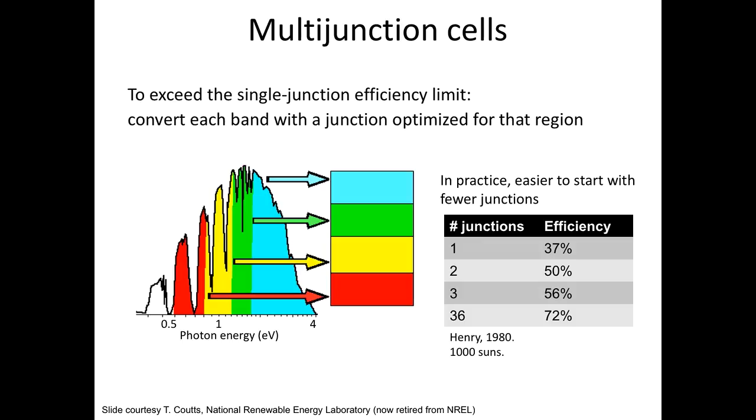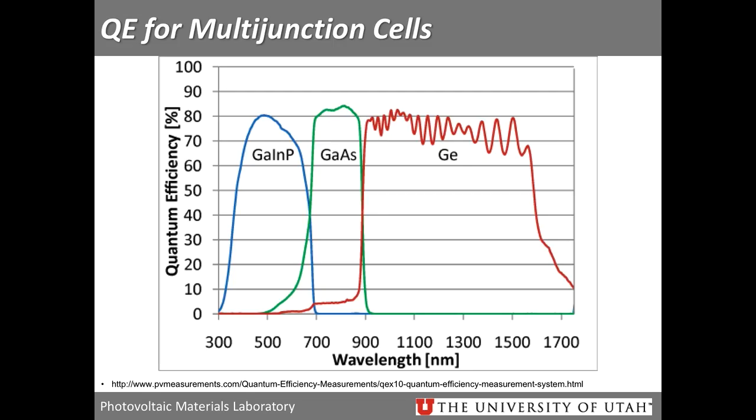So the maximum efficiency, if you have 36 junctions, which would be incredibly complex to engineer, you can get up to 70% efficiency. And so if we look at a calculated QE curve for a multi-junction cell, you can see that you have different semiconductors that are ideally tuned for different wavelengths of light.